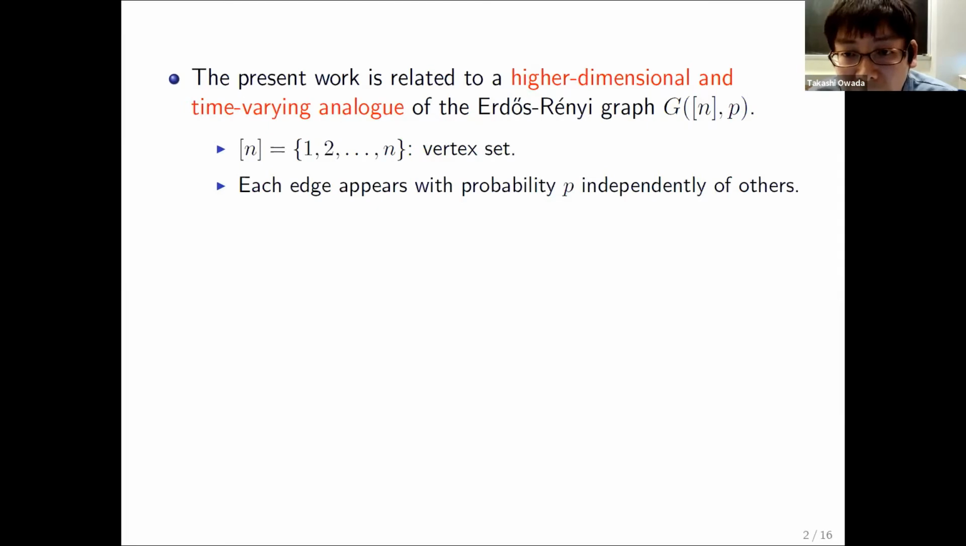So the Erdős–Rényi graph is a graph consisting of a vertex set and an edge set. For the vertex set, we simply take n points, 1 through n. For the edge set, the edge appears with probability p between any pair of points, let's say 1 and 2. The edge would be present with probability p, and the appearance and disappearance of an edge for an arbitrary pair is independent of each other.